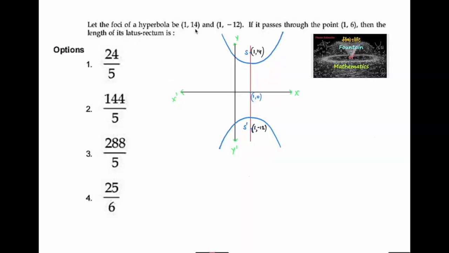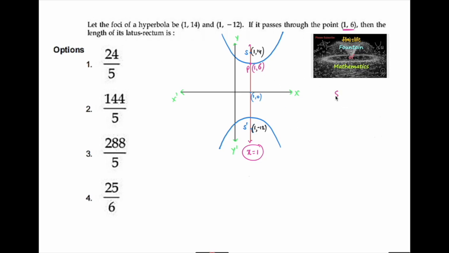Given the foci of a hyperbola are 1 comma 14 and 1 comma minus 12, and if it passes through the point 1 comma 6, then the length of the latus rectum. Since the hyperbola foci are given as 1 comma 14 and 1 comma minus 12, we can say the axis is x is equal to 1. x is equal to 1 is the axis of the hyperbola. The point 1 comma 6 has x coordinate 1, so definitely the point will be here, 1 comma 6. It's a vertex, we can say.